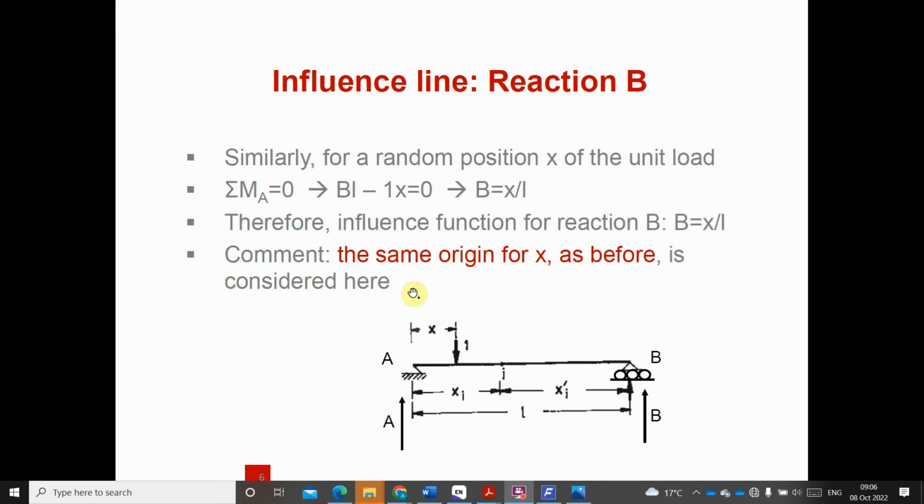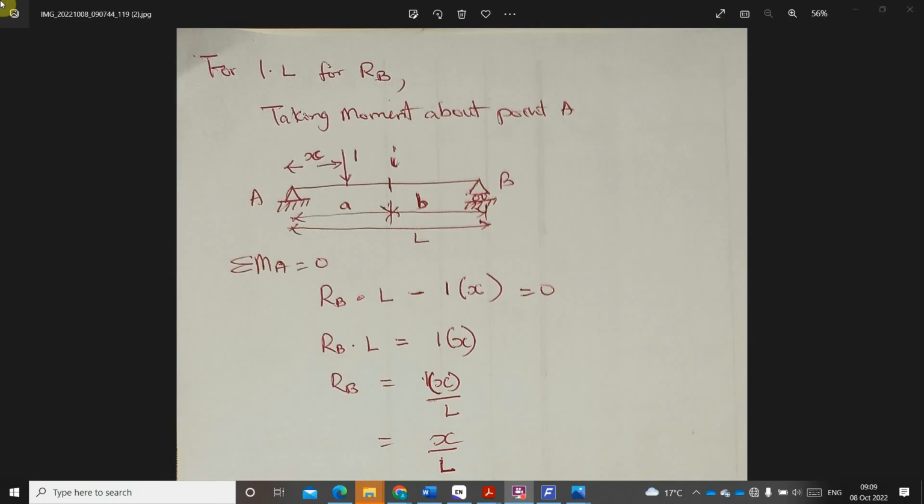The same thing will follow with the same origin for S, that is S moving from this side to this side. So when our S equals 0, and likewise when S equals L, we'll look at the reaction. This is the breakdown of the calculation. For simplicity, I believe this is clear enough. Summation of moment about A, then we have our S over L for the reaction at point B. Having done that, we proceed to draw our influence line for reaction at B.